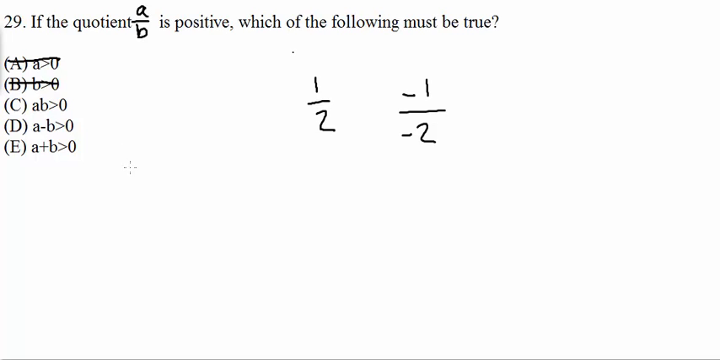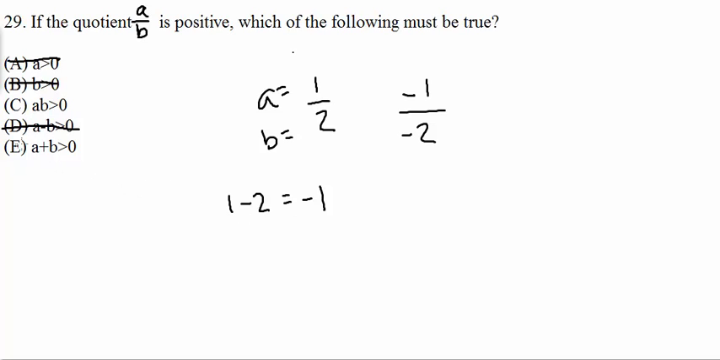So now let's take a look at D and E. So a minus b is greater than 0. Let's just go ahead and say a equals 1, b equals 2. If we were to do 1 minus 2, we get -1, which is not greater than 0. So we can go ahead and cross that out. And remember, anytime we're proving that one of our answer choices is false, we only need one example of that condition failing, and then we can just get rid of the entire option.